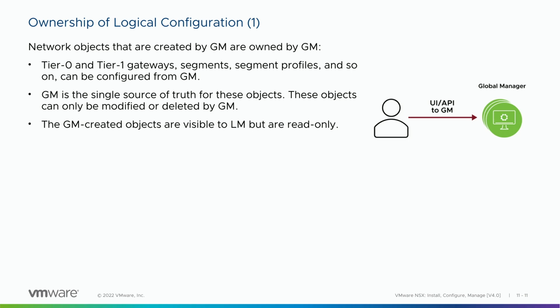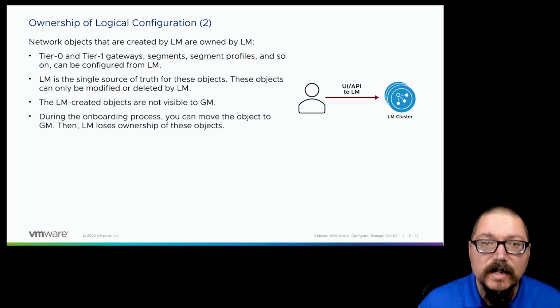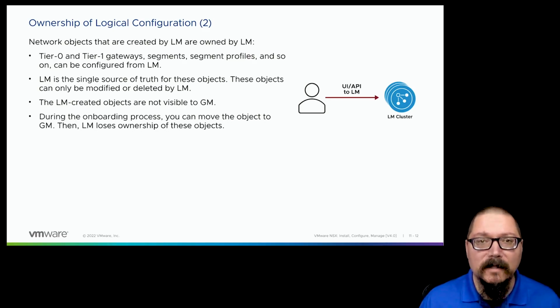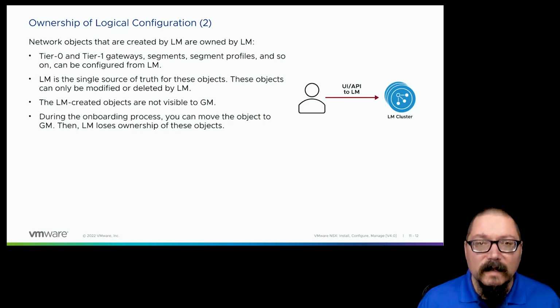Global objects are visible in my local managers. I just said that. They're read-only to the local manager, but they're consumable and visible to the local manager. Anything I configure in my local manager is not going to be visible to my global manager. I have to watch that. Local manager is not pushing configuration up to global manager. Global manager is pushing configuration down to local manager.